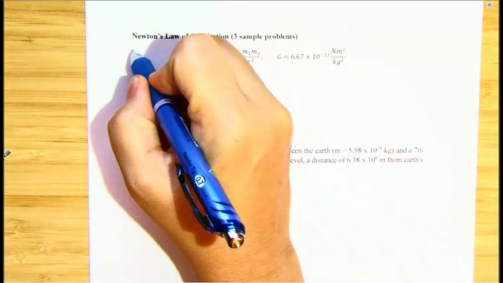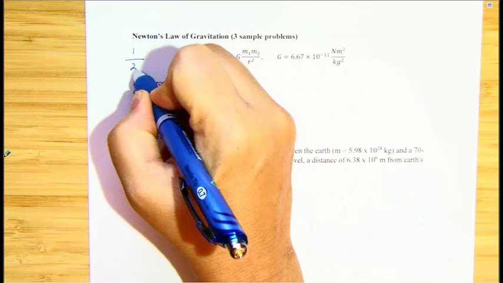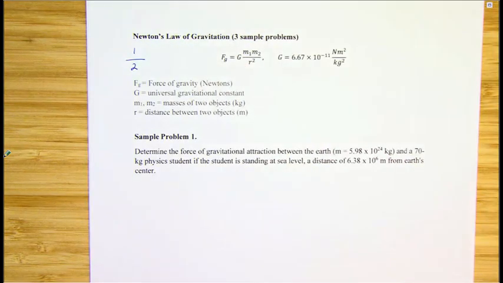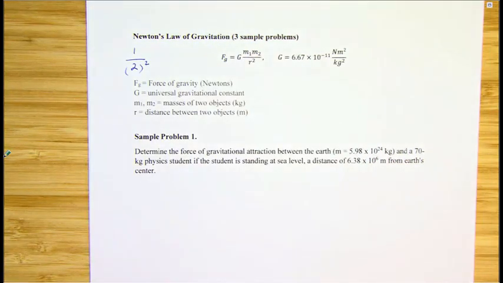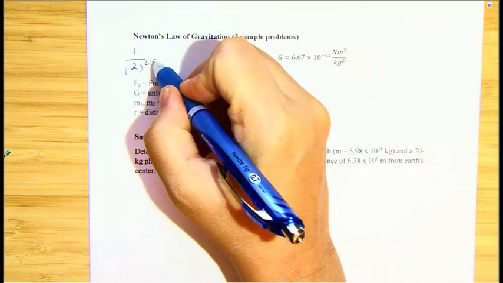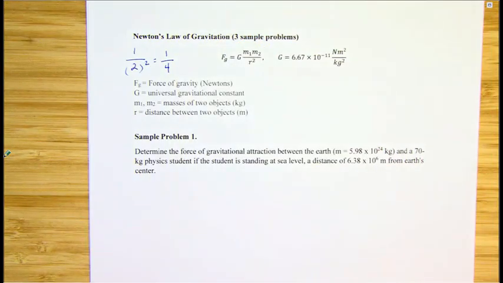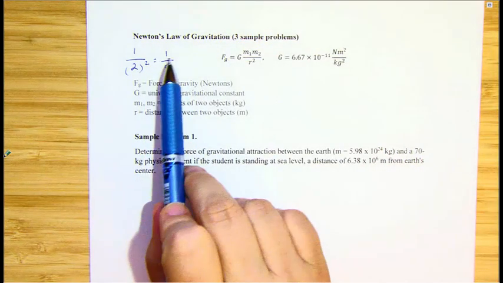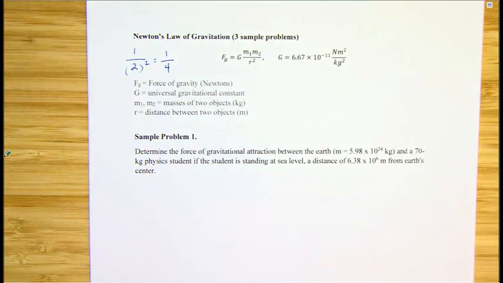Let's say r squared is 2. Even if, let's do it this way. If the distance between two objects is 2 meters, then we have a force of gravity that's 1/4. Okay? I'm leaving out the masses and the gravitational constant just to prove a point.